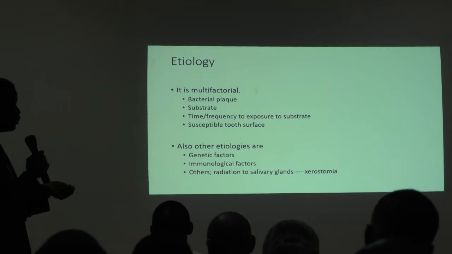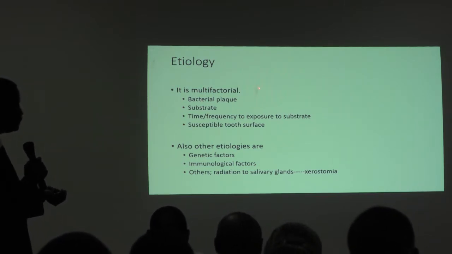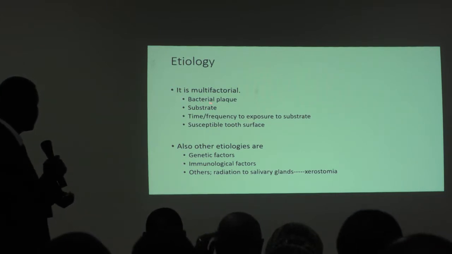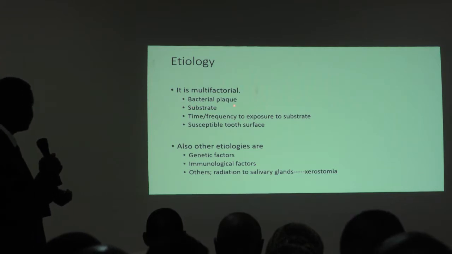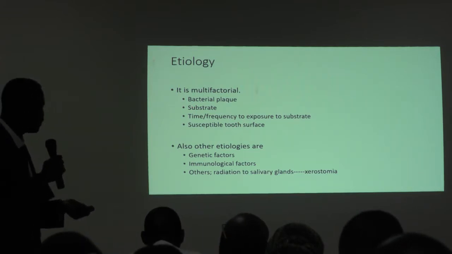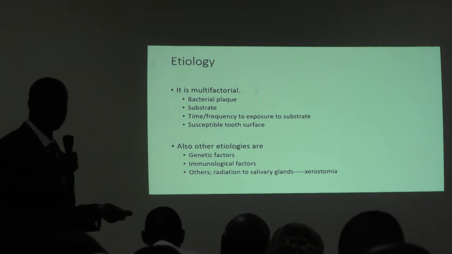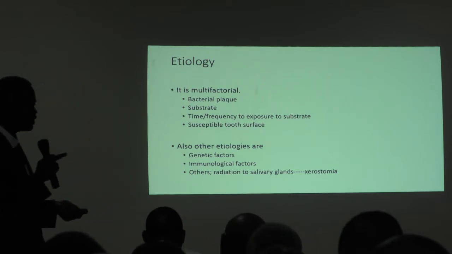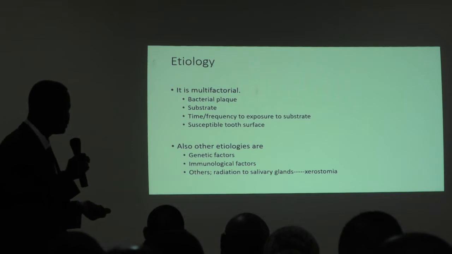Now, once again, the etiology which I said: we need a bacterial plaque, which forms on the teeth. A substrate, a carbohydrate, you have to take. The time, which I said, the longer and also the frequency. If you keep on eating sweets at frequent intervals, then you also have a high chance of developing cavities. Then you have what you call a susceptible tooth.